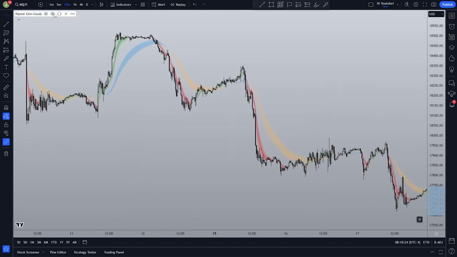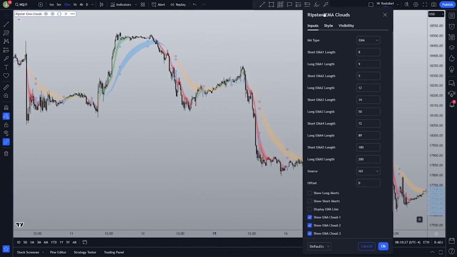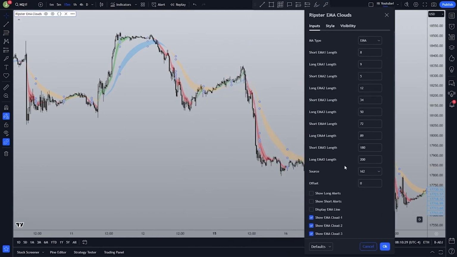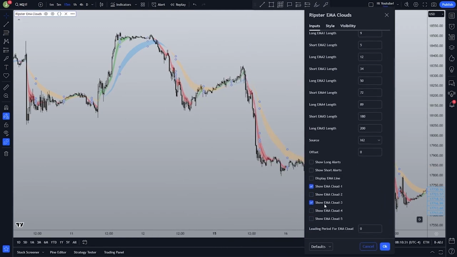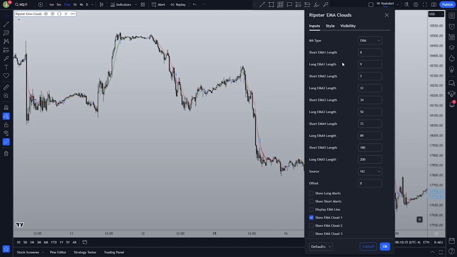EMA crossover. When you load it up, it's easy to get overwhelmed by the settings, but I promise it's actually incredibly easy. We're just going to scroll down to the bottom of the Inputs tab and make sure that we're only showing EMA Cloud 1. Then we can scroll up and adjust the values on that EMA cloud. Go ahead and enter 10 for the short length and 20 for the long, then hit OK.